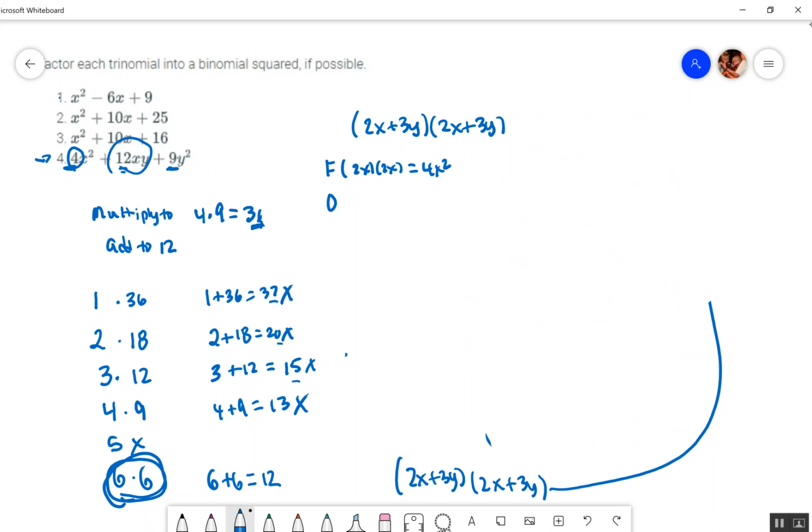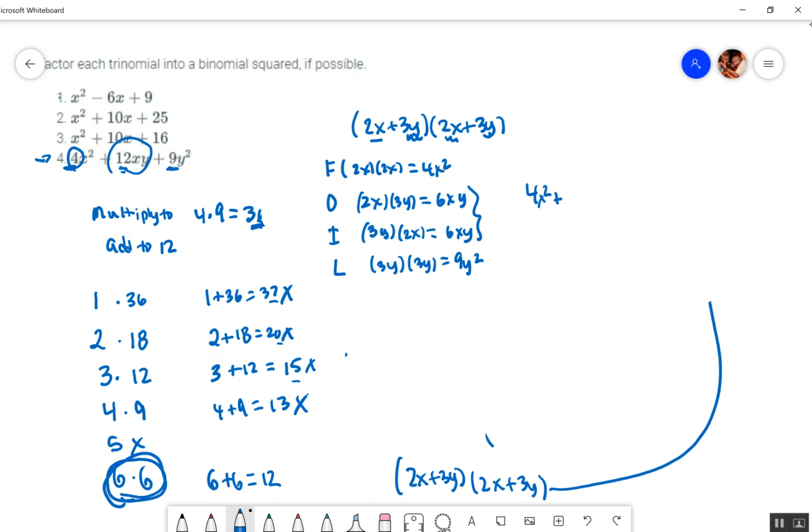My outsides are going to be 2x times 3y, which is 6xy. My insides are going to be 3y times 2x, which is another 6xy. And my lasts are going to be 3y times 3y, which is 9y squared. And when I combine those terms, I get 4x squared plus 12xy plus 9y squared. So I know that I've got the correct answer because it multiplies back out.